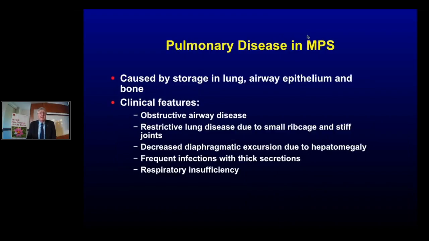So what's the pulmonary disease? Another severe area of issues caused by storage in typically lung, airway epithelium, and bone. Some of the major clinical features are obstructive airway disease, and restrictive lung disease due to small rib cages and stiff joints. They just can't take a normal breath. They have decreased diaphragmatic excursion due to hepatomegaly in the untreated patients. This results in frequent infections with thick secretions, which compromises them, all then resulting in severe respiratory insufficiency.